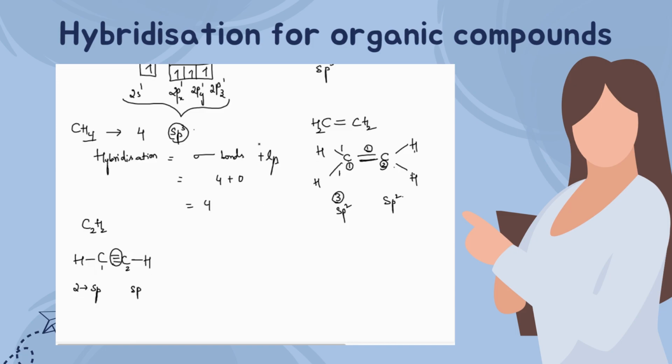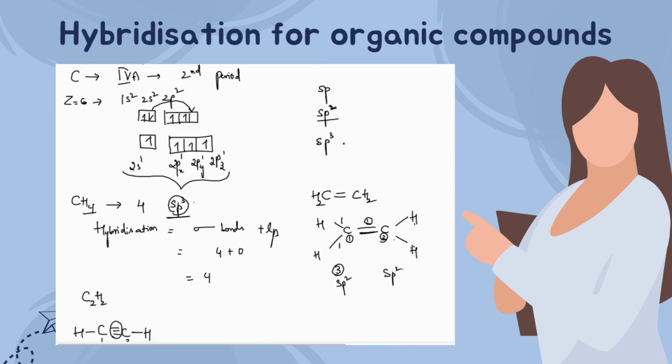So what you can conclude from this is, when there are all single bonds around the carbon, then the hybridization is sp3. When there is at least one double bond, then the hybridization is sp2.